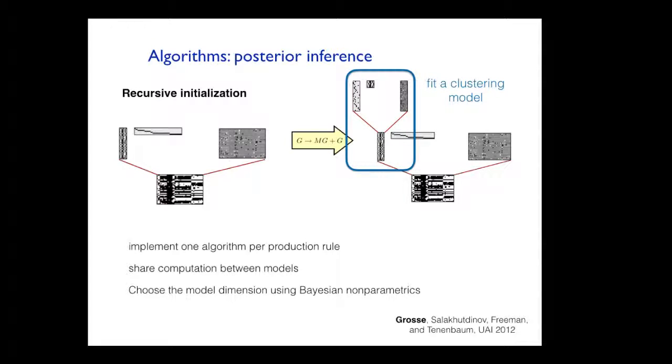We can also share computation between different models, because if we've already fit a clustering model and we're considering different successors to it, then we can make use of the work we've already done in fitting this model in order to fit the other ones more quickly. And finally, during this recursive initialization procedure, we can infer the dimension of the latent space using techniques from Bayesian nonparametrics. And so this is an initialization procedure, which we then follow up with a generic Gibbs sampler over the entire space. But because that has a hard time moving around, most of the work is actually being done by the initialization procedure.